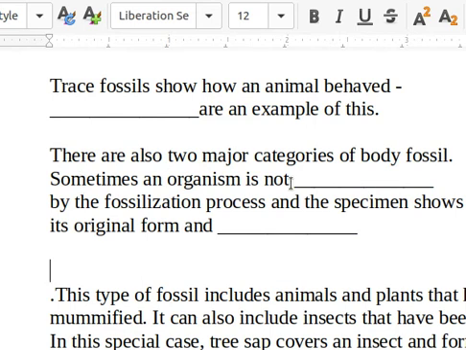Sometimes an organism is not something by the fossilization process, and the specimen shows its original form and something.